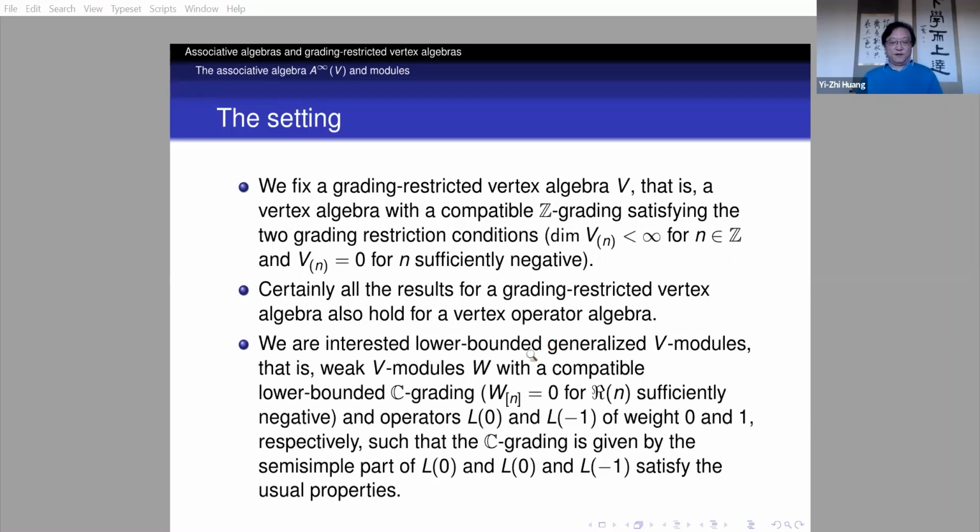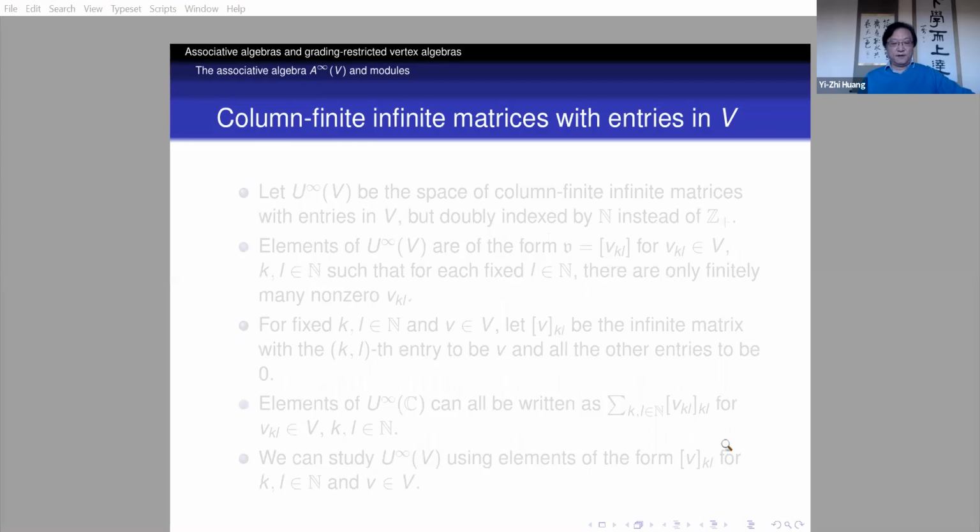So it is the lower bounded generalized V-modules that we are interested in. These are so-called weak modules with compatible gradings and also compatible operators L_0 and L_{-1}. Because I'm assuming it's a grading restricted vertex algebra, there's no conformal element, so you have to assume the existence of these operators, and then they should satisfy the usual properties. Okay, so this is the setting.